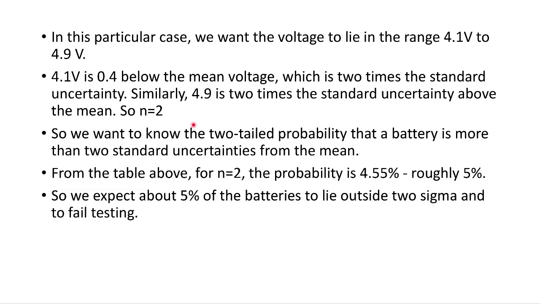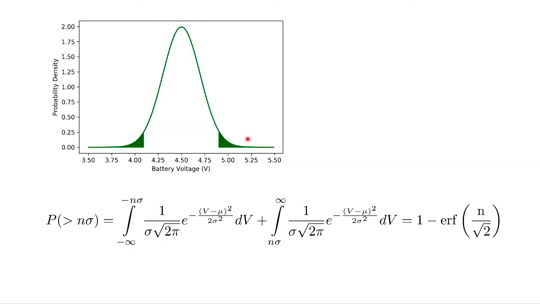So what have we got in this case? We want the voltage to lie in the range 4.1 to 4.9. Now 4.1 is 0.4 below the mean, which is 4.5 volts. The standard uncertainty was 0.2, so a 0.4 difference is 2 standard uncertainties below. Similarly, 4.9 is 2 standard uncertainties above the mean. So it's n equals 2. We're going to ask what fraction are more than 2 standard uncertainties below plus 2 standard uncertainties above. We want to know the two-tailed probability, because that's both sides, both the tails of the distribution.